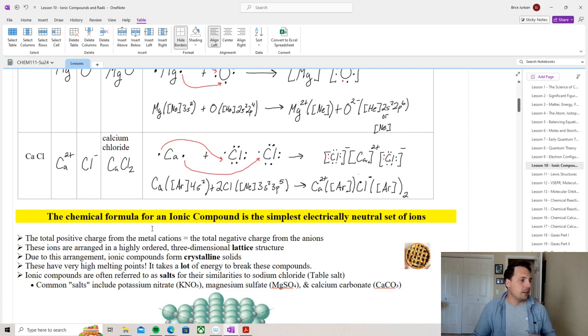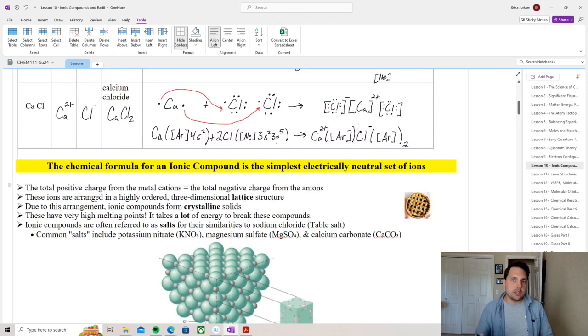Now, the chemical formula is going to be the simplest electrically neutral set of ions, meaning for the previous example, we have 1 calcium and 2 chlorines. Another way we could write this is 2 calciums and 4 chlorines. However, that's not the simplest set. We want to make sure that there's no common factors other than 1 in these integer values here.